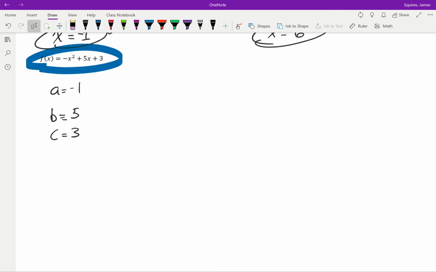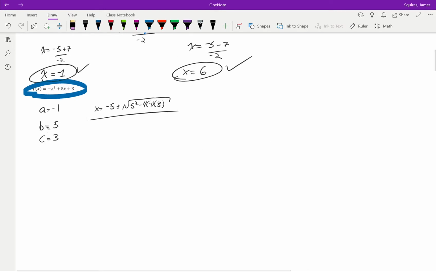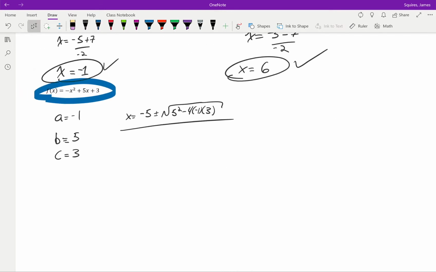Alright, so we can plug that into our quadratic equation. So we're going to get x equals -b plus or minus the square root of b squared minus 4ac, all divided by 2 times a. Sorry about that, things were acting a little funny for me.